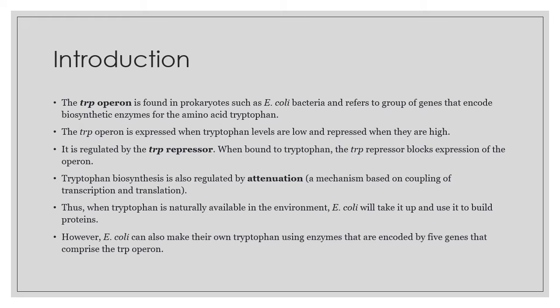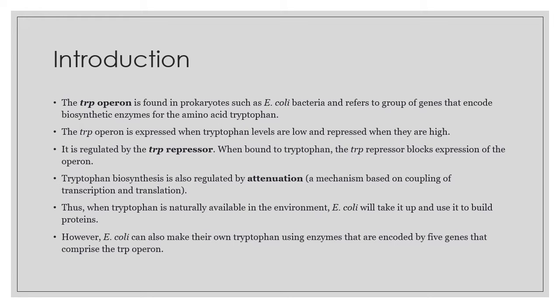When it is bound to tryptophan, the TRP repressor blocks the expression of the operon. So tryptophan biosynthesis is also regulated by attenuation, which refers to a mechanism that is based on the coupling of transcription and translation. Thus, when the tryptophan is naturally available in the environment, E. coli can take it up and use it to build proteins.